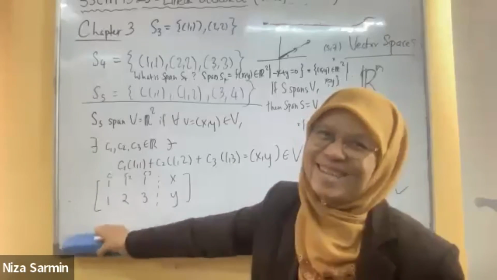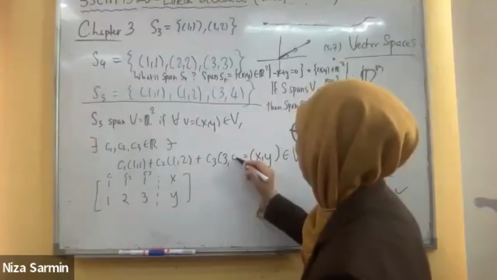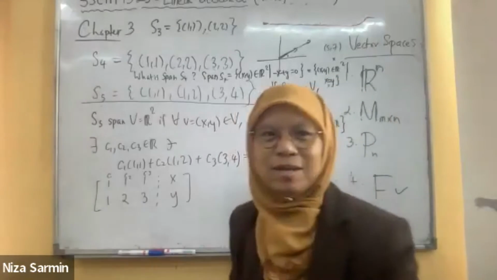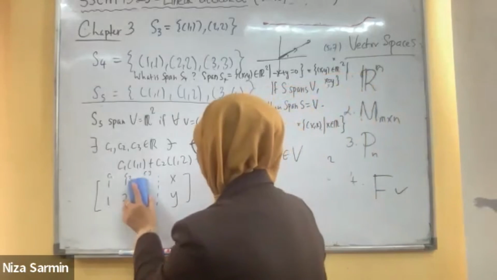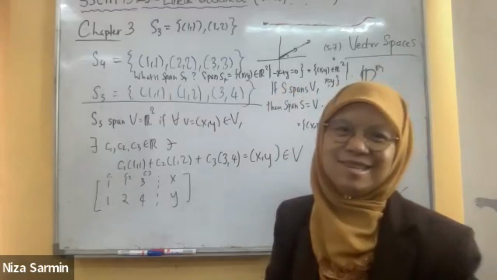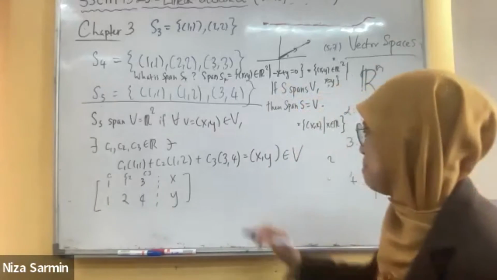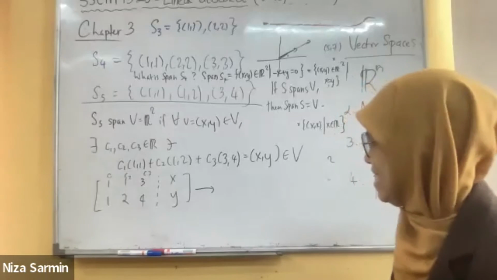I know, this is not 1, 3. This is 3, 4. Cikgu kata apa? Just to make sure that you are awake. Berhenti je kan? Okay, so okay lah. Maknanya tak lelap lah ni.